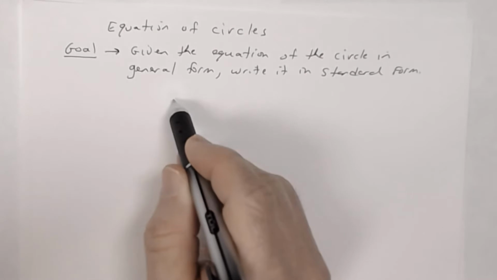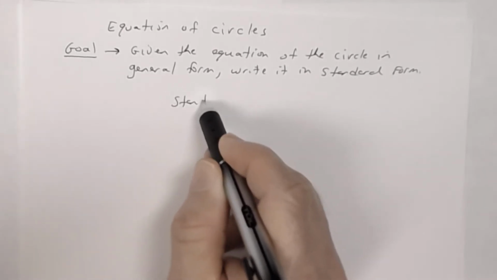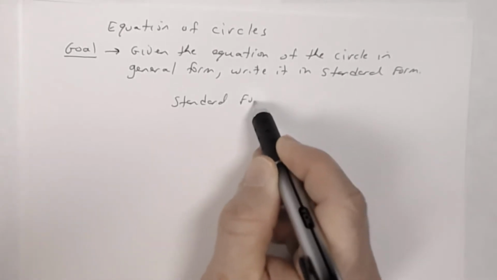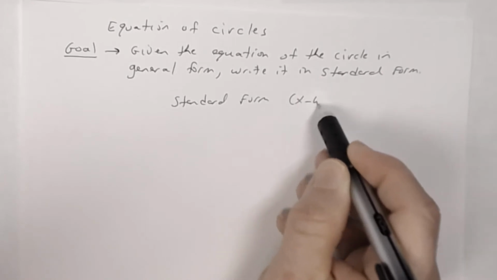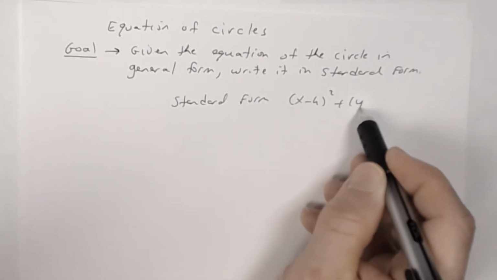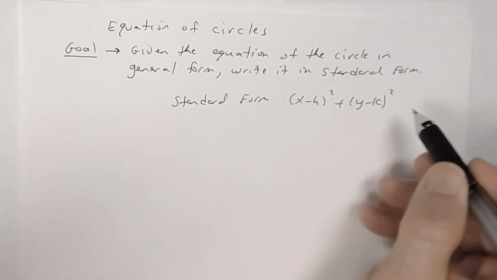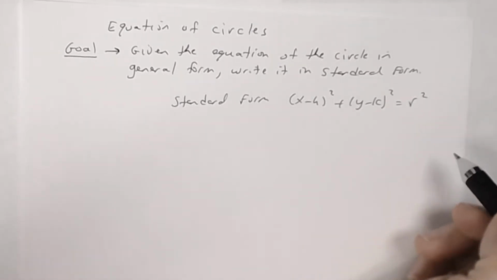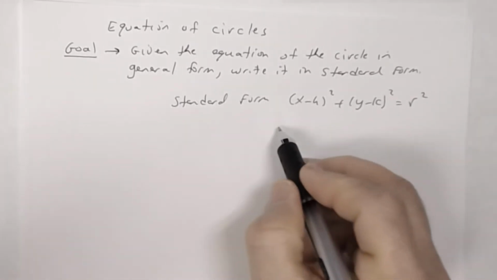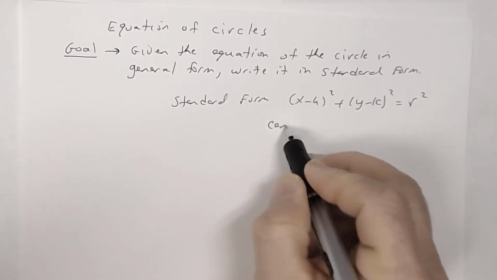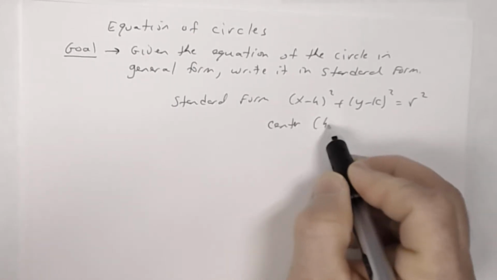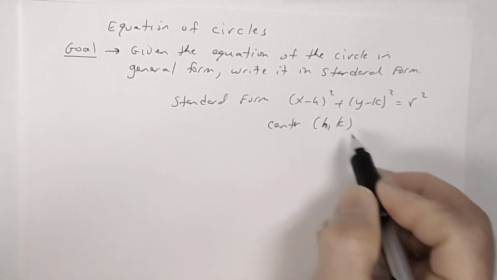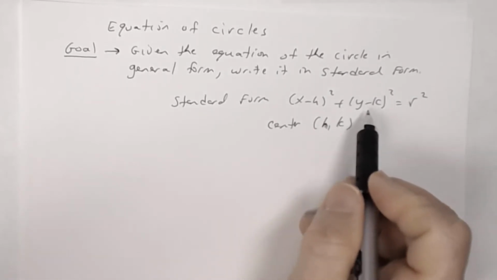Remember, standard form is this. Standard form is (x minus h) squared plus (y minus k) squared equals r squared. So remember the center, when it's in standard form, is (h, k). That's your center. It's not negative h, negative k, it's (h, k).